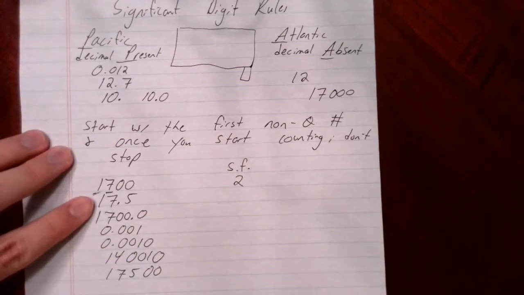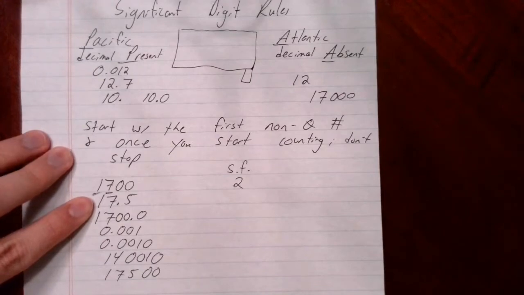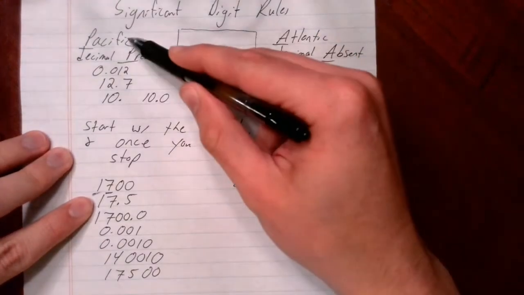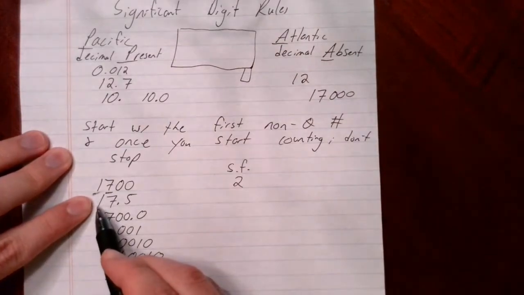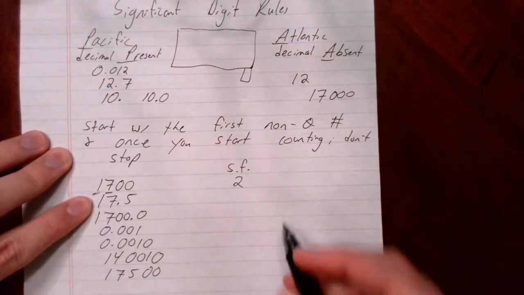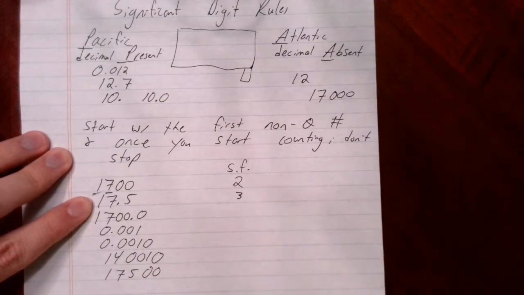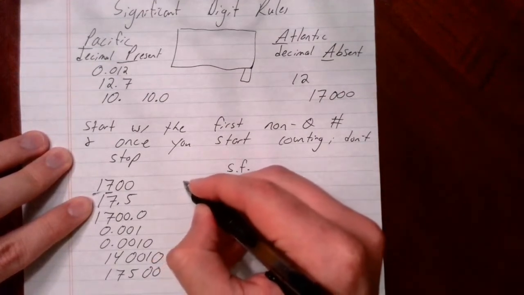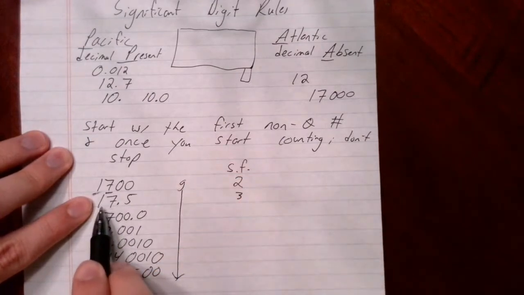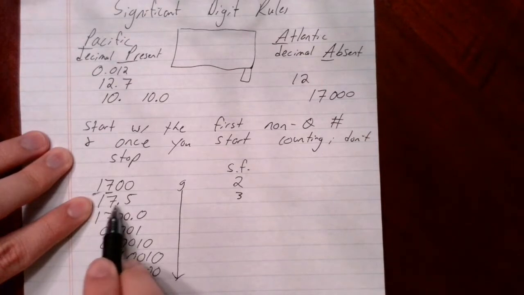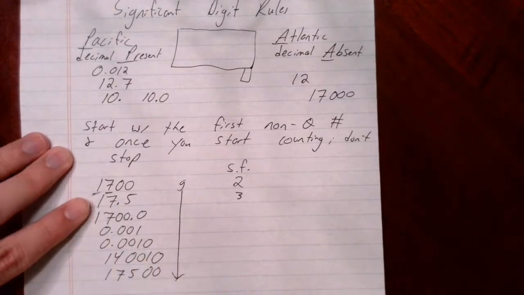If I look at the next one, the decimal is present, P, Pacific. I start on the left side. Start with the first non-zero number. So I say 1, 2, 3. There are 3 significant digits. In this particular number, if these were measurements, we'll just label all these as grams, I'm sure about the tens place. I'm sure about the ones place. I'm estimating the tenths place.